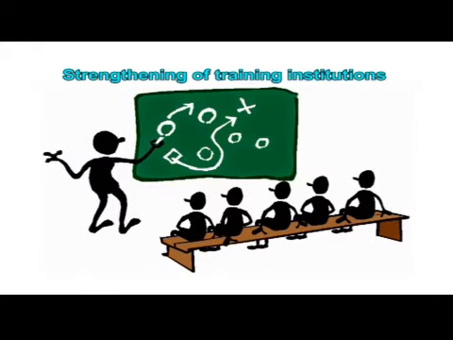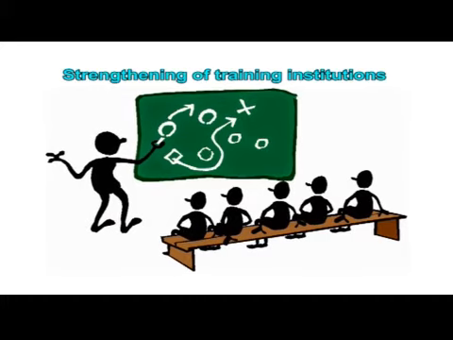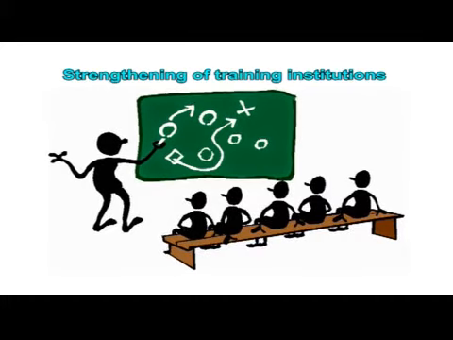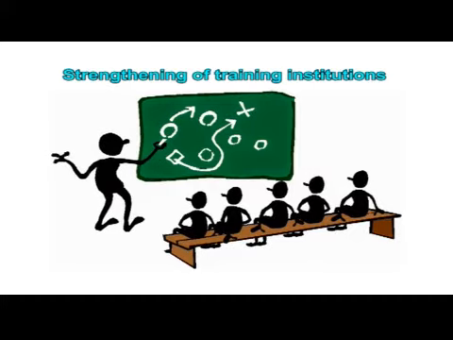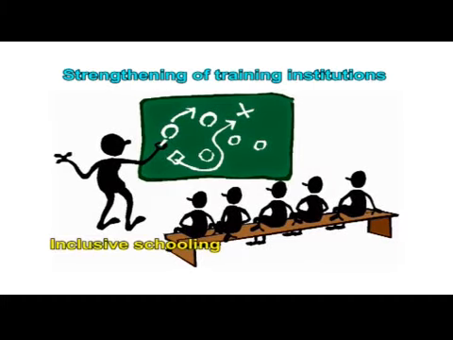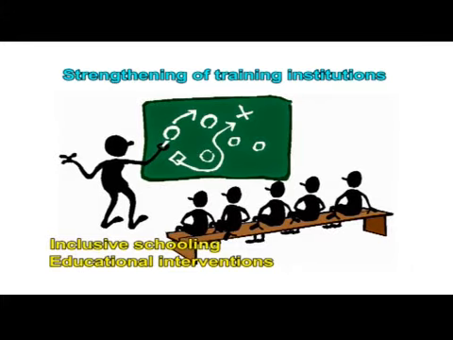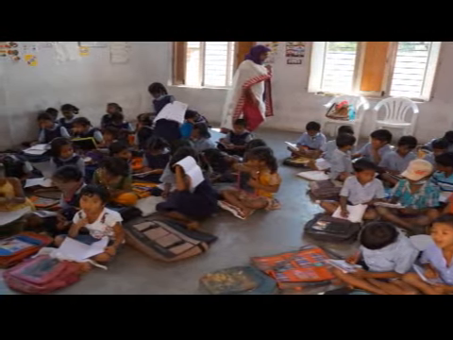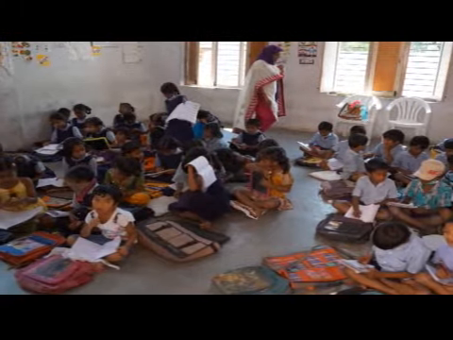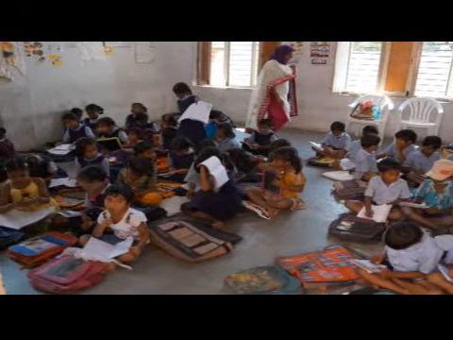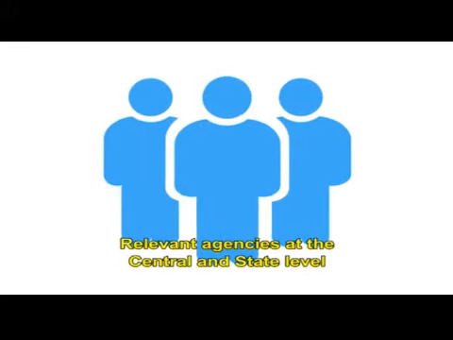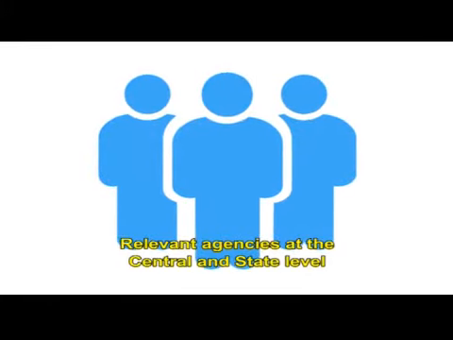Strengthening of training institutions and assistance to existing organizations or NGOs to develop teachers training program in inclusive schooling and for educational interventions for specific disabilities. Provision of resource rooms and equipment for the resource rooms in one school per block or urban cluster. Norms in terms of accessible features will be developed with the support of relevant agencies at the central and state level.